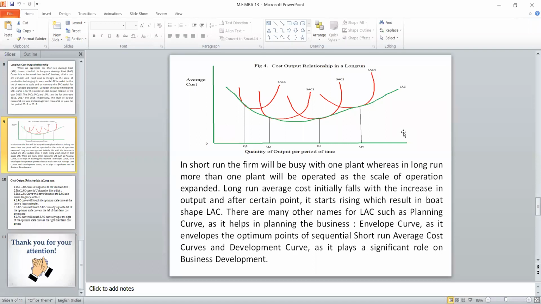Directly we cannot construct it, but keep it in mind, this LAC is considered to be the most important economic tool for business decision. Why? Because there are many other names for this. This is called the envelope curve. Why? Because it envelopes all the short run average cost curves. It is called the development curve because the business is developed based on the shape of this LAC. This is called the business curve. Why? Because based on the shape of the LAC only, most of the decisions will be taken. So there are many names for this: business curve, planning curve, envelope curve, development curve.